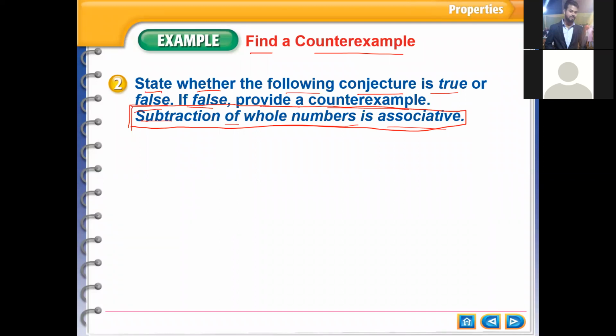Anybody who wants to answer? Beta, the question is asking whether the associative property exists for subtraction or not. It is saying it does. So is it true or false? What is the associative property? It is x minus y minus z and then y minus z minus x. They are of course not equal to each other, and it is saying subtraction for whole number is associative.